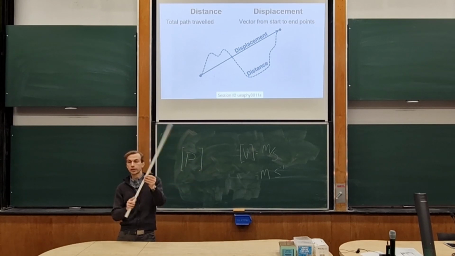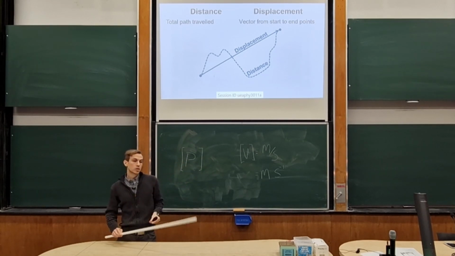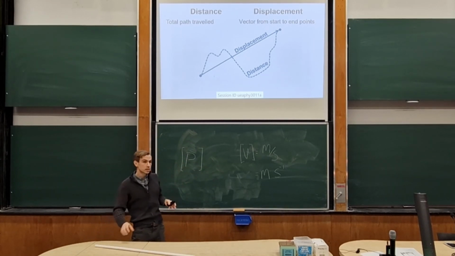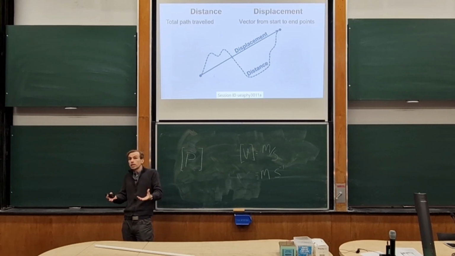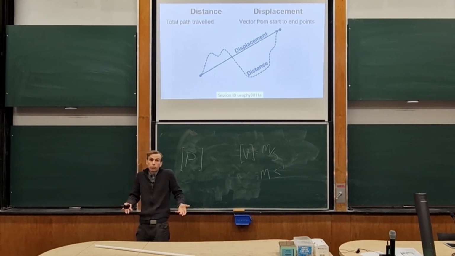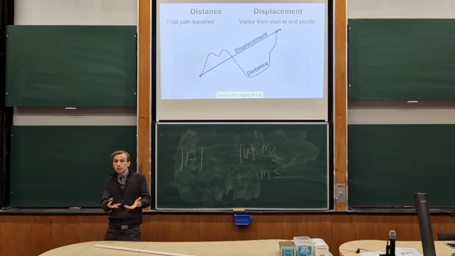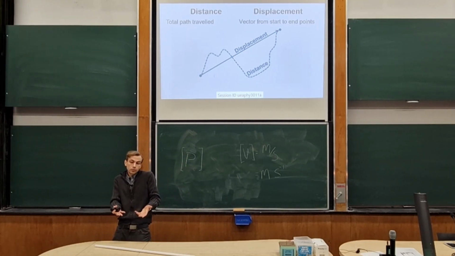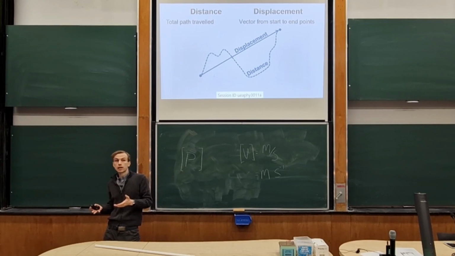So whereas distance has units but doesn't have a particular direction, so it's a scalar quantity, displacement has units, and the units are actually the same. It also has a direction, so displacement is a vector quantity.